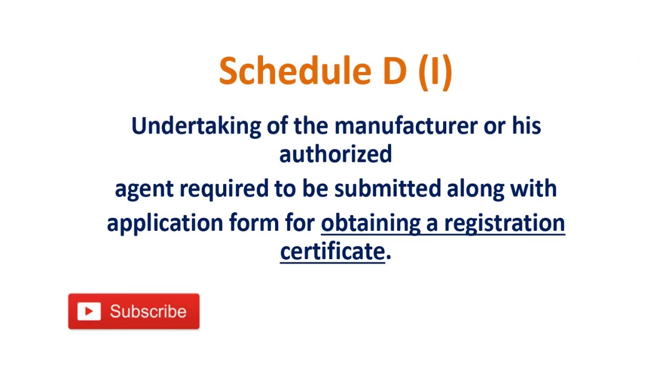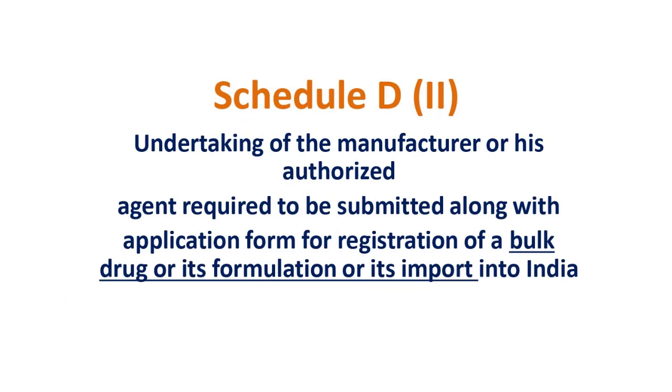Schedule D1. It consists of undertaking of the manufacturer or his authorized agent required to be submitted along with the application form for obtaining a registration certificate. And Schedule D2, undertaking of the manufacturer or his authorized agent required to be submitted along with the application form for registration of a bulk drug or its formulation or its import into India. Schedule D1 is about obtaining a registration certificate and Schedule D2 is all about registration of bulk drug or its formulation or its import into India.